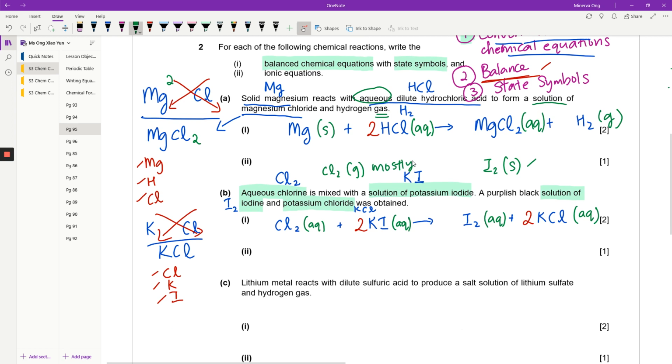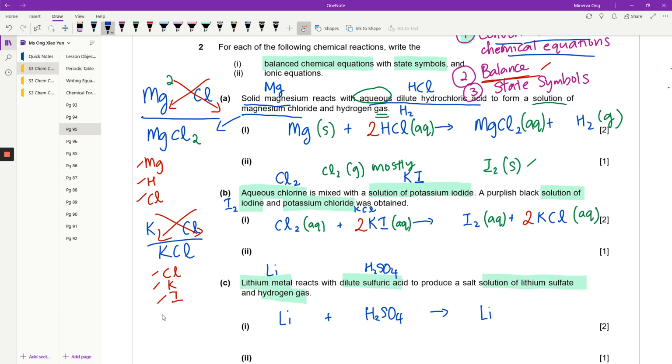Okay, so let's move on. Lithium. So you see the pattern of the question is quite similar. You just need to write out all the formulas first. Lithium metal reacts with dilute sulfuric acid, to give a salt solution and hydrogen gas. So Li plus H2SO4. Remember to leave some space.